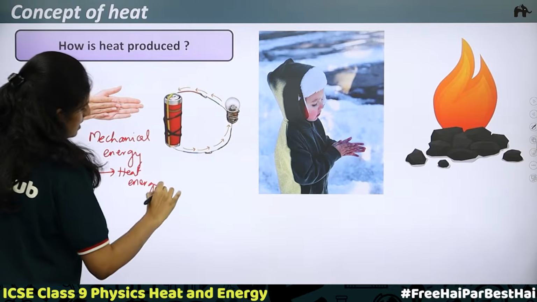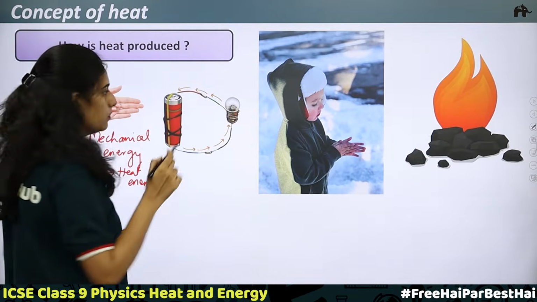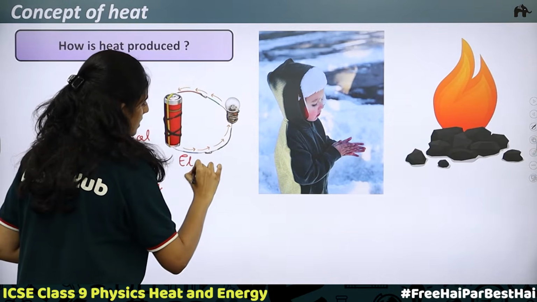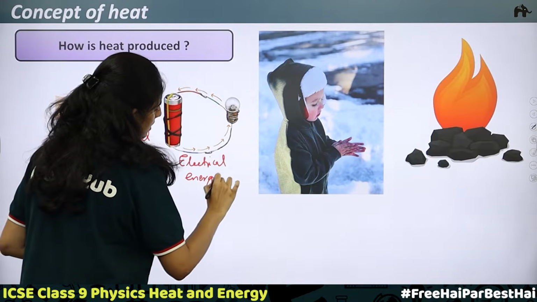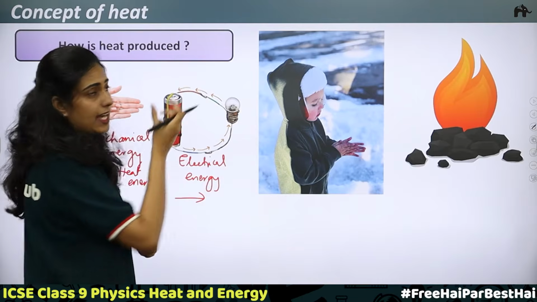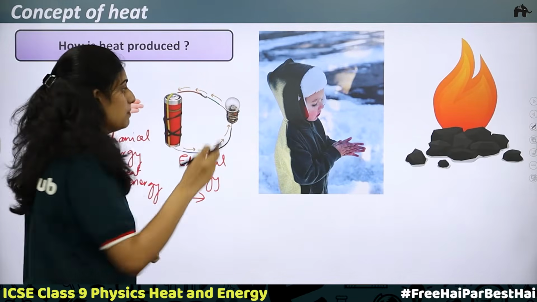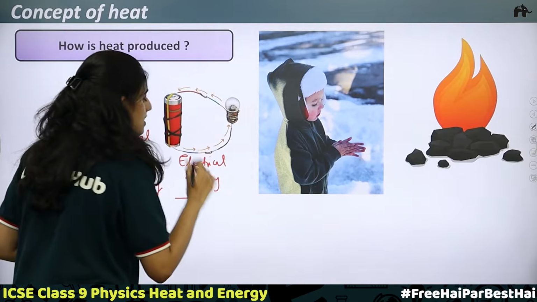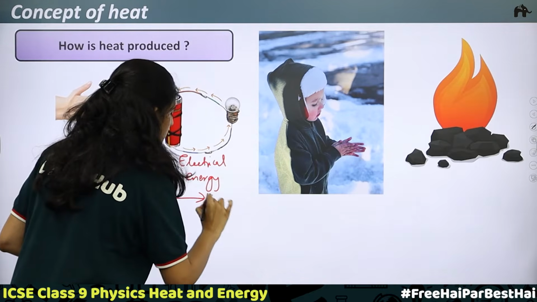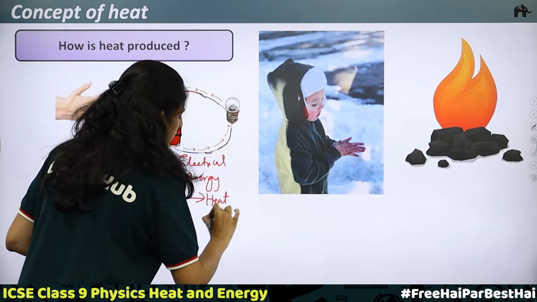Now the second case. Here there is electricity, which means here electrical energy is getting converted to light the lamp. There is light energy, but the bulb is getting heated up, which means there is heat energy also involved. Electrical energy getting converted to heat energy.